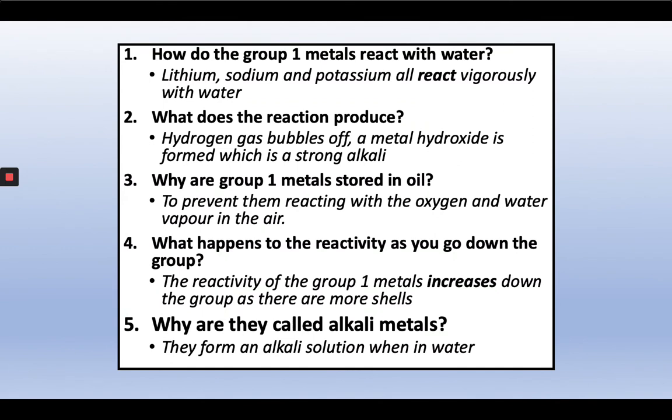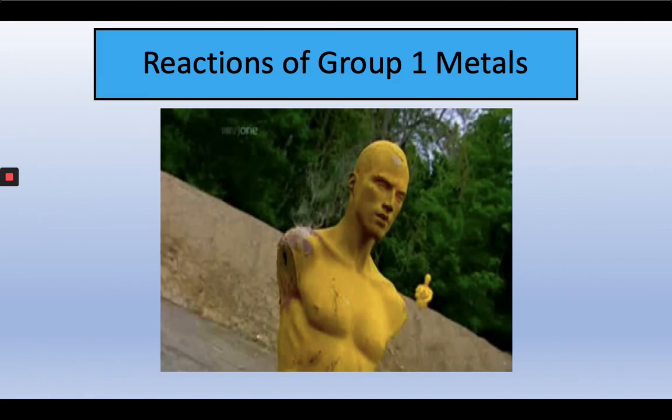Why are they called alkali metals? They form an alkali solution when in water. So if you think about the pH scale, they form alkali, so anything above pH 7, which is neutral. Anything below pH 7 is acidic.